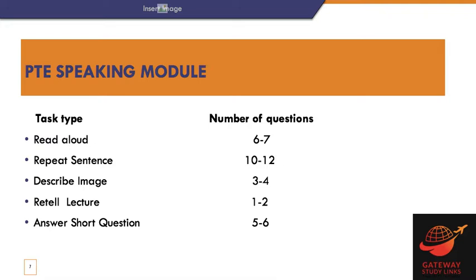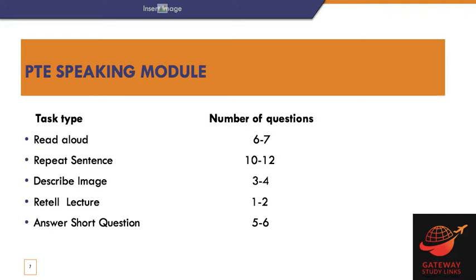The first thing is read aloud. For example, a passage is given to you, you read it aloud, and then your pronunciation is checked. And I'll talk about it later in the presentation slides, in which you will get to know how it appears. So 6 to 7 different questions are there. Okay, 6 or 7 different passages or lines you read, and then you are assessed on that.